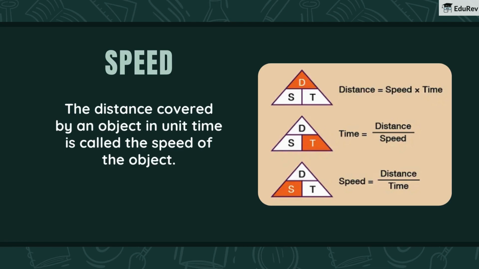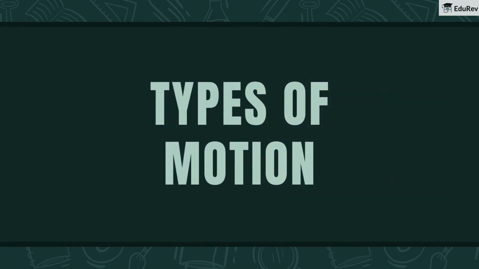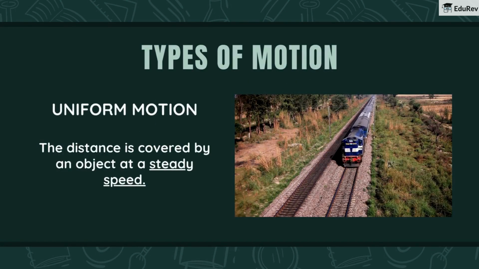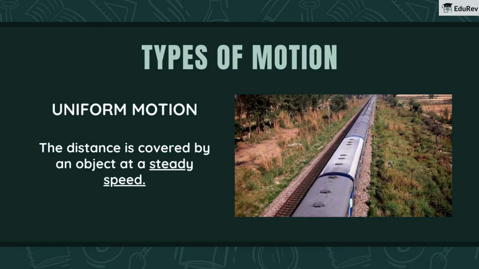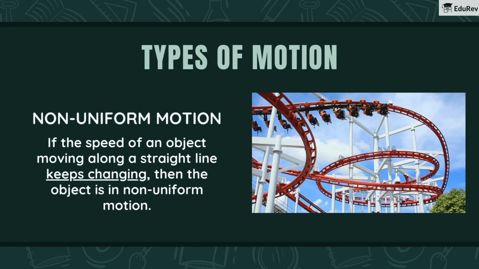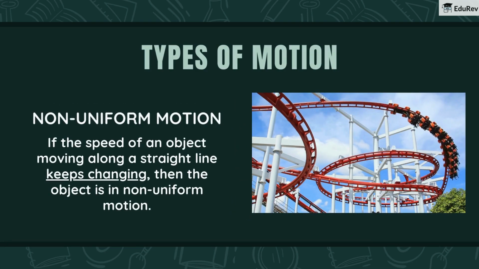Pretty cool, right? Did you know there are different types of motion? Yes, there's something called uniform motion, where something moves at a steady speed, like a train on a straight track. Then, there's non-uniform motion, where the speed keeps changing, like a roller coaster going up and down. It's like comparing a calm bike ride to a thrilling bike race.